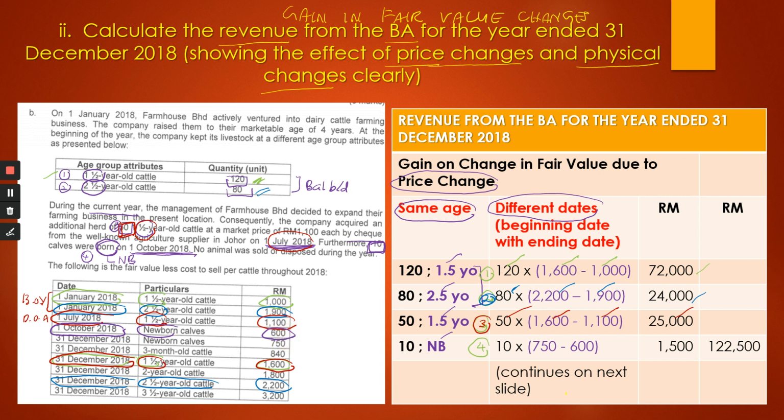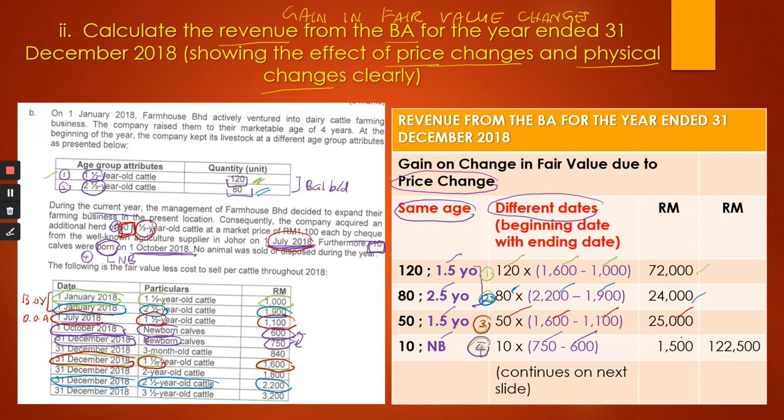You compare with the price of your newborn by the end of the year. Why? Because you are looking at the price changes. So you compare these two prices. So you compare 750 and 600. It can also be the case where the beginning was slightly higher and the end slightly lower. That goes to what you call loss on fair value changes. But this one is a gain.